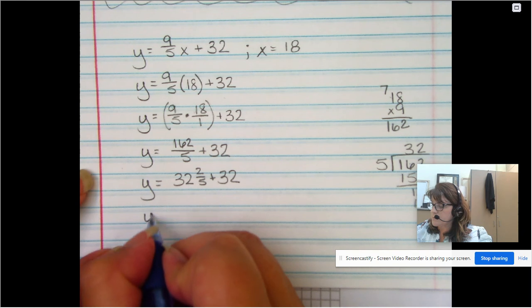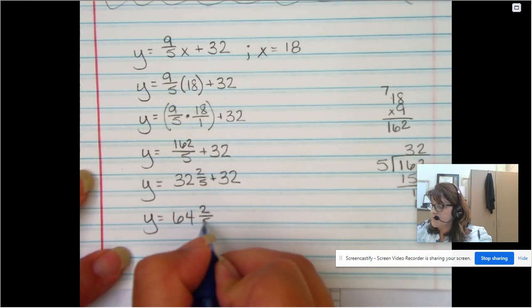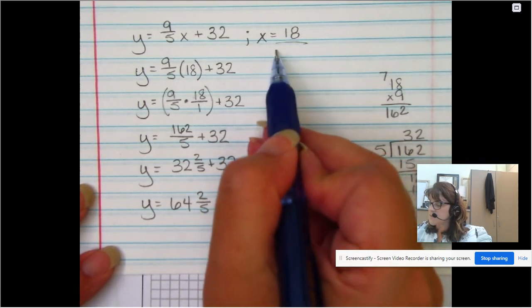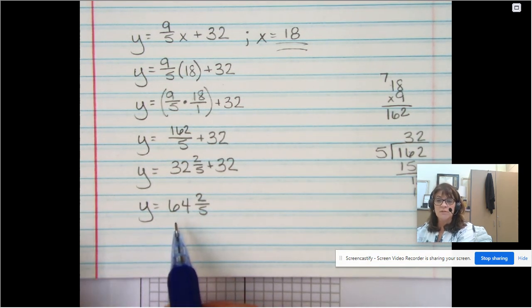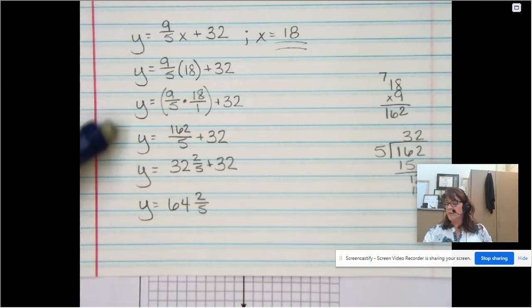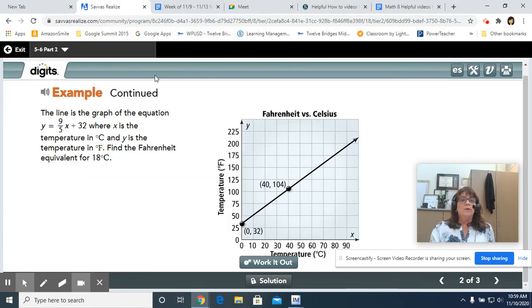which equals 64 and 2/5. Okay? So 18 degrees Celsius is 64 and a half, almost 65 degrees. Notice we kept it all in line while we evaluated that expression or that equation. I want you guys to go ahead and work on your try problems, work on your homework, and we will see you again in class.